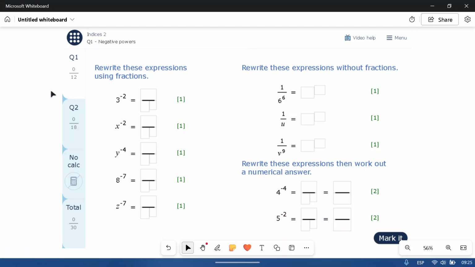Welcome, and we're doing the Myimaths Indices 2 task. We're going to do question 1 and 2. Question 1 is very straightforward. Remember the law of indices.